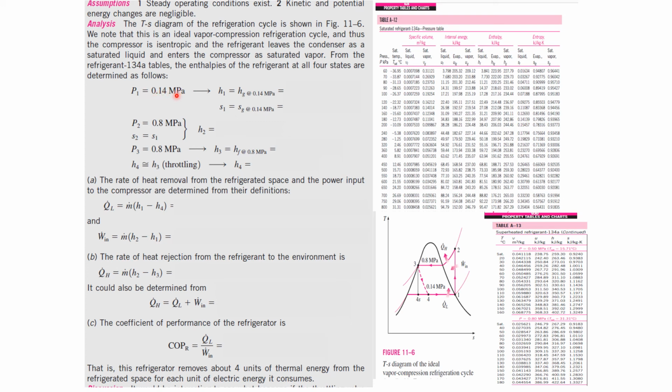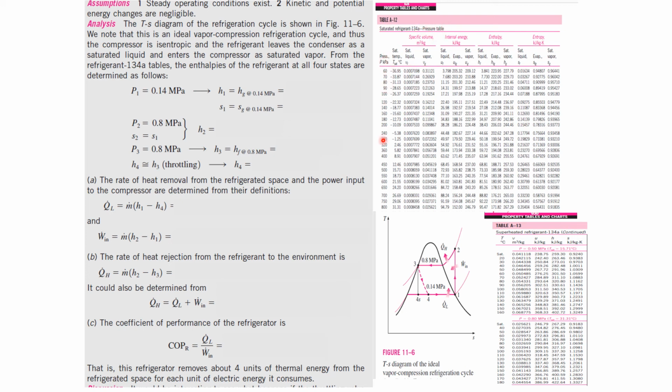So the question tells you the pressure at point 1 is 0.14 megapascal. Now you need to know whether this is a saturated vapor, superheated, or saturated liquid. We have discussed this, that at point 1 the condition is that this is a saturated vapor region. So we go to table A12, we find saturated refrigerant 134A. Since pressure is given to us, we will use the pressure table.